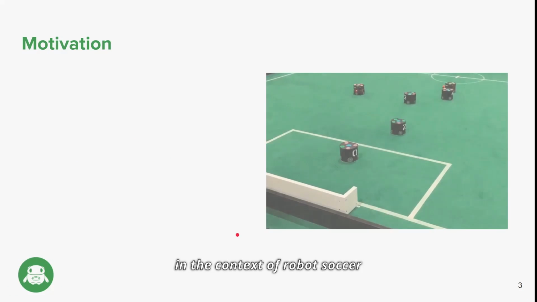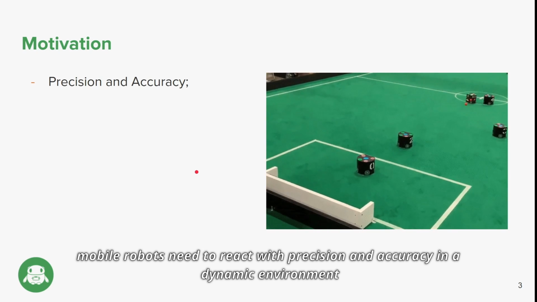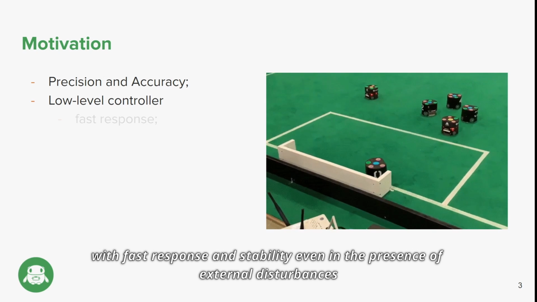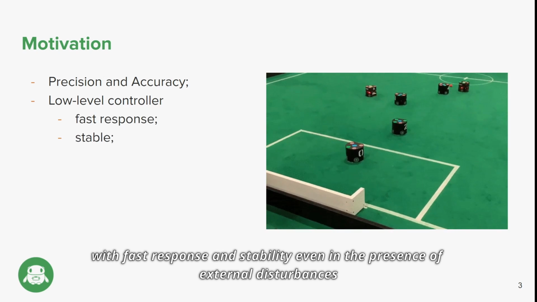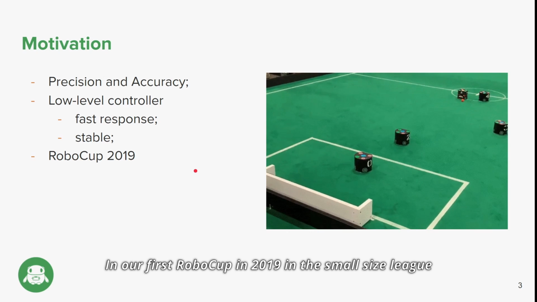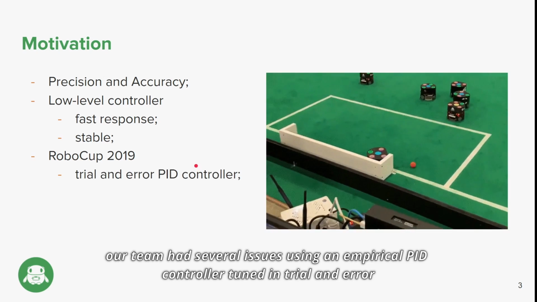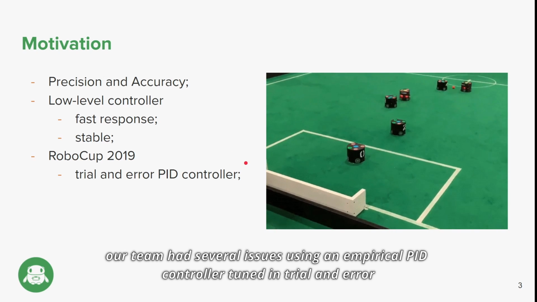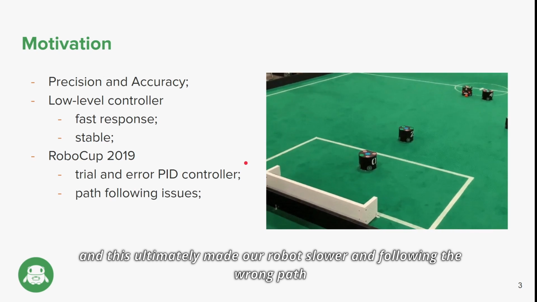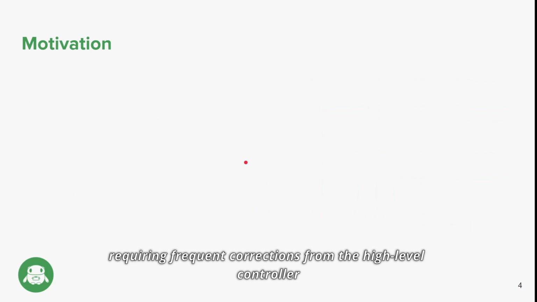In the context of robot soccer, mobile robots need to react with precision and accuracy in a dynamic environment. In order to achieve this, we need to design a low-level controller with fast response and stability even in presence of external disturbances. In our first RoboCup in 2019, in the small-size league, our team had several issues using an empirical PID controller tuned by trial and error, and this ultimately made our robot slower and following the wrong path, requiring frequent corrections from the high-level controller.